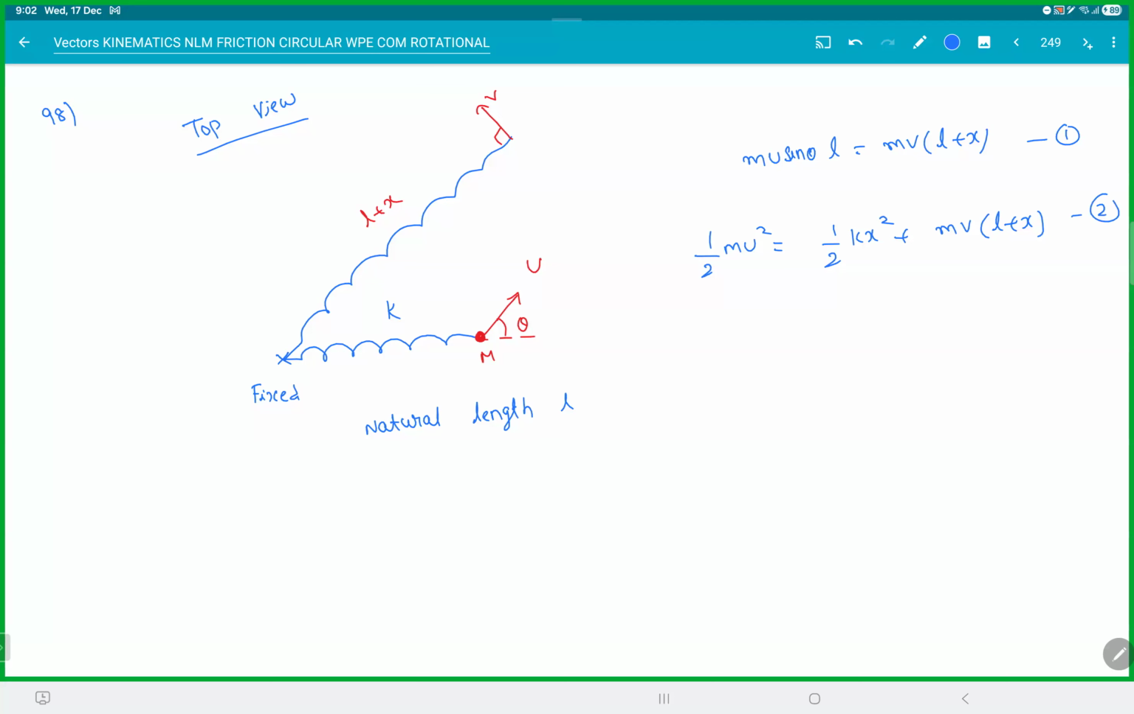Numbers are given, so you could have done these things faster, but that's the process. Is that clear, everyone?